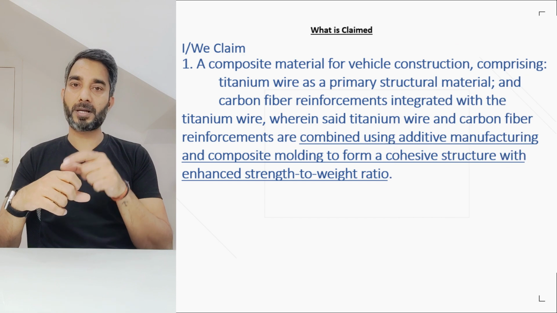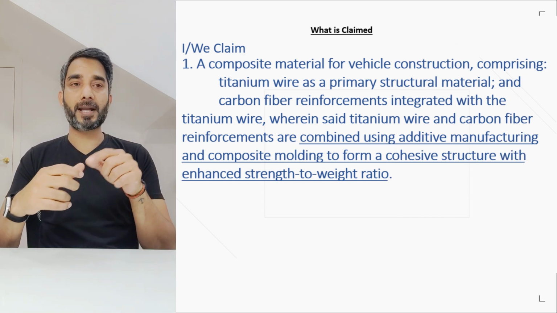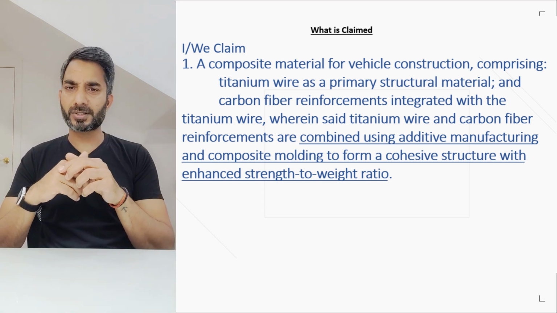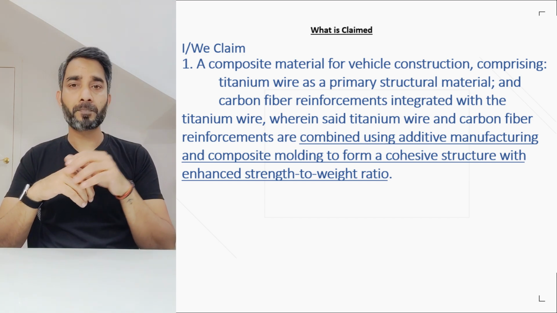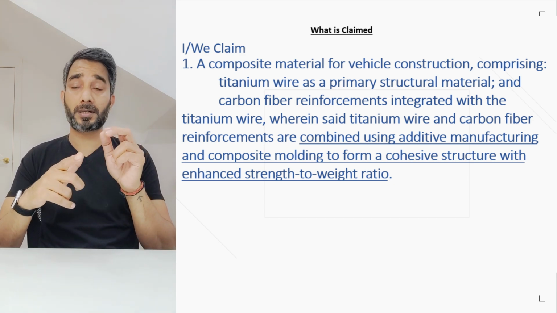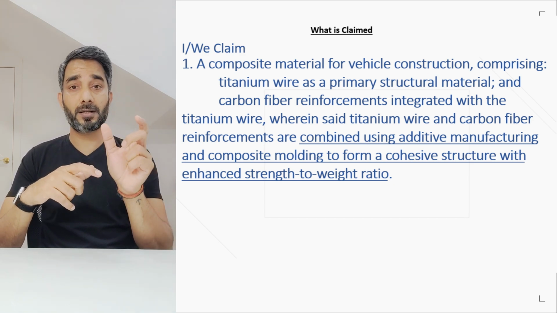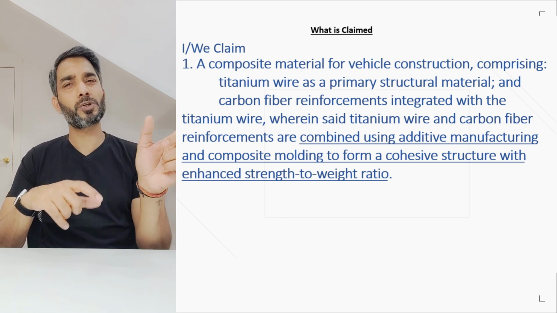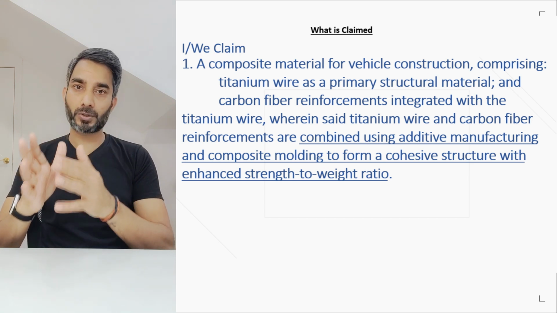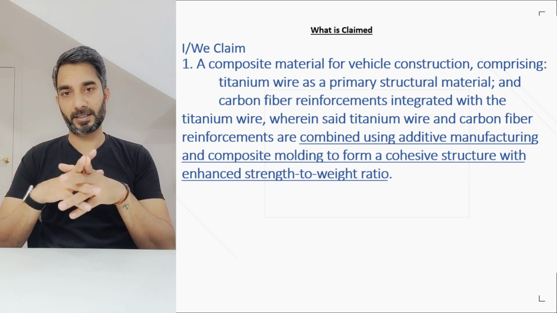We start with the format IV claim and we write a composite material for vehicle construction. For vehicle construction may or may not be required, but you can write it. Comprising, we write the first element of the composition, which is nothing but titanium wire. It's a primary structure material. See, I'm using all the information that they have provided. I may ignore this also, but I wanted to make use of all the information that is there.